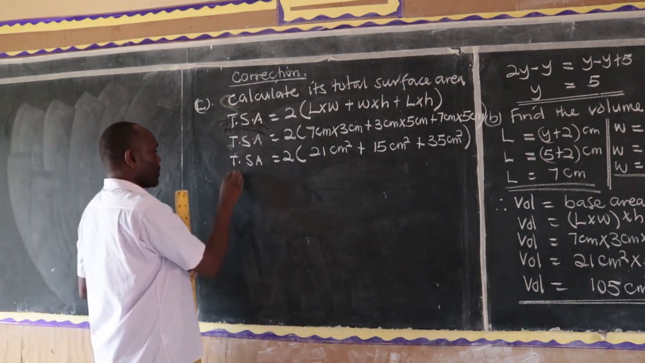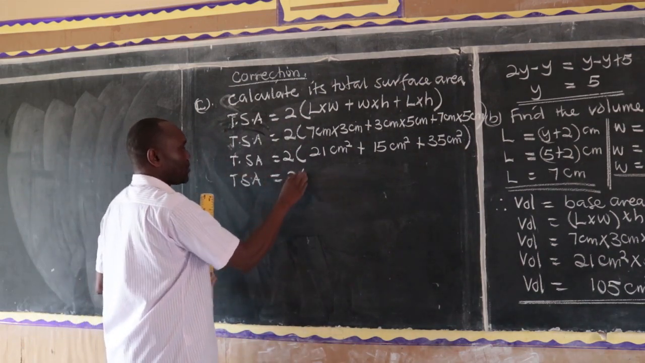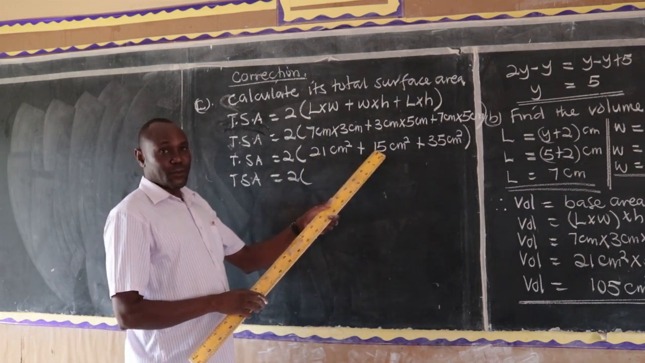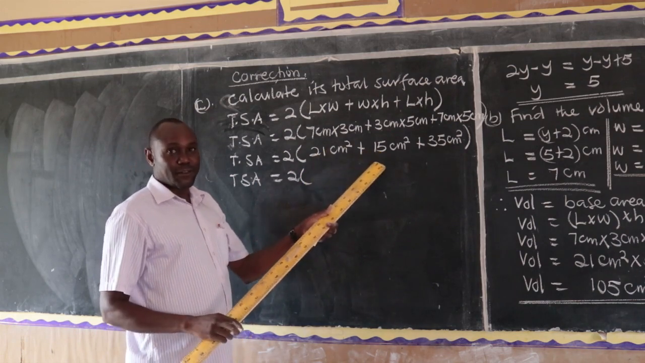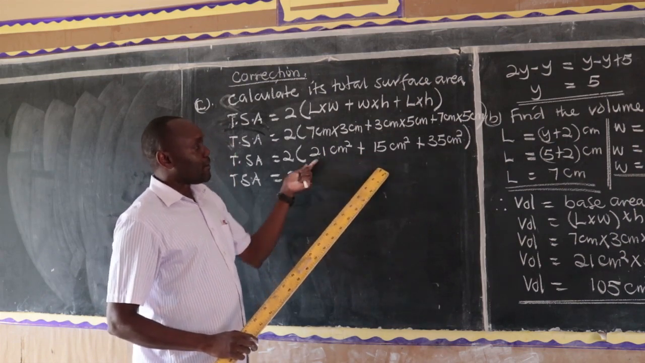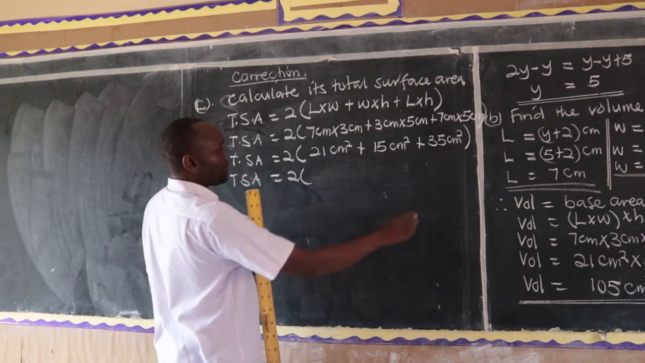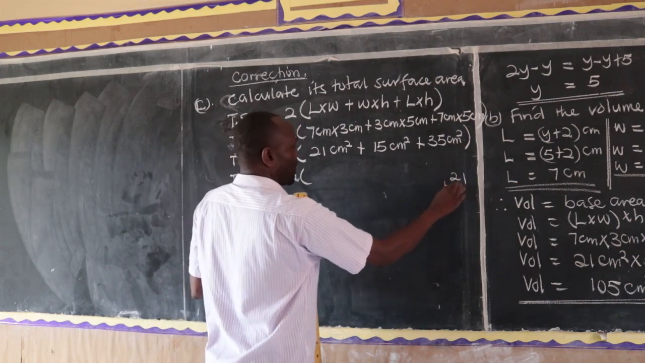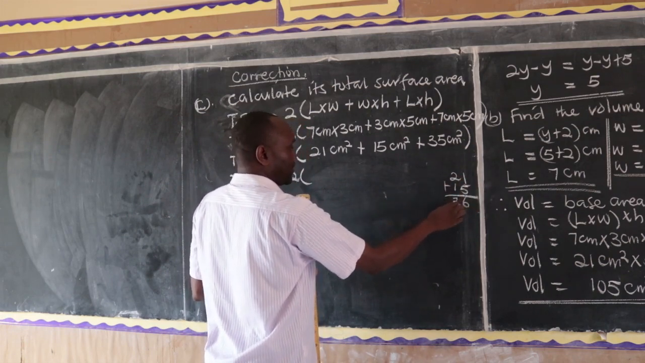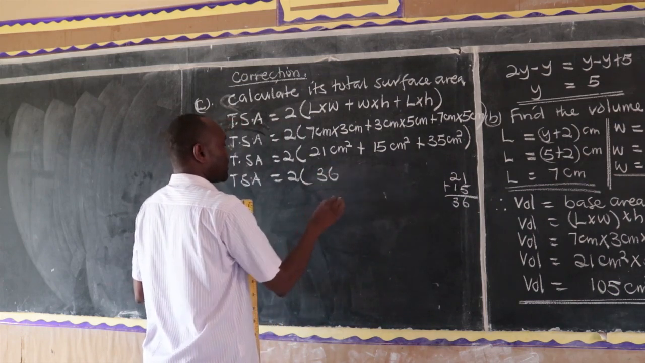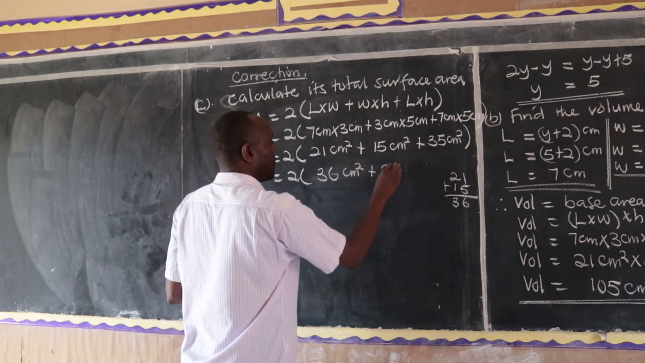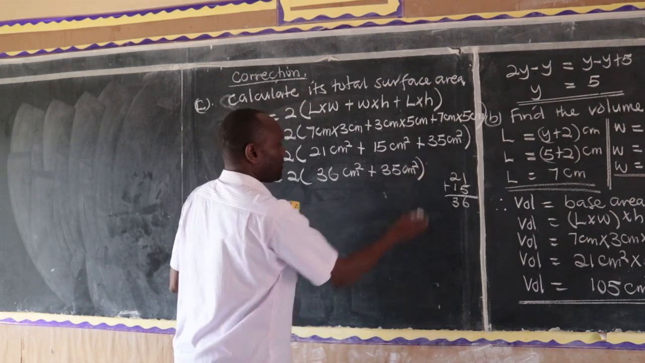So we can write total surface area equals 2 in brackets. We can have 21 plus 15. 21 plus 15. Can you give me the answer? If you see that you cannot add horizontally, we can add vertically and say 21 plus 15, which gives us here 6, that is a 3. So we shall have here 36 centimeters squared plus 35 square centimeters.